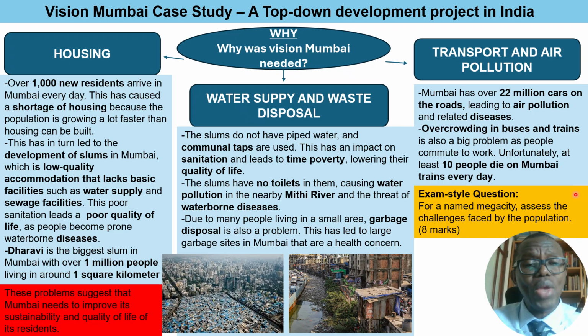Okay, so we have categorized the problems into three, although having said that, some of them could actually be put separately and distinguished from one another. So for example, we could talk about transport on its own, and air pollution on its own. We could talk about water supply and waste disposal on its own, and then we could talk about water pollution on its own. Anyway, let's go on to the exam style question.